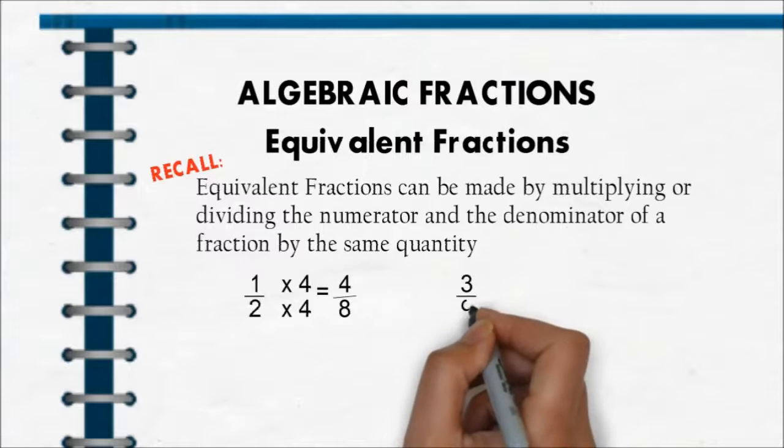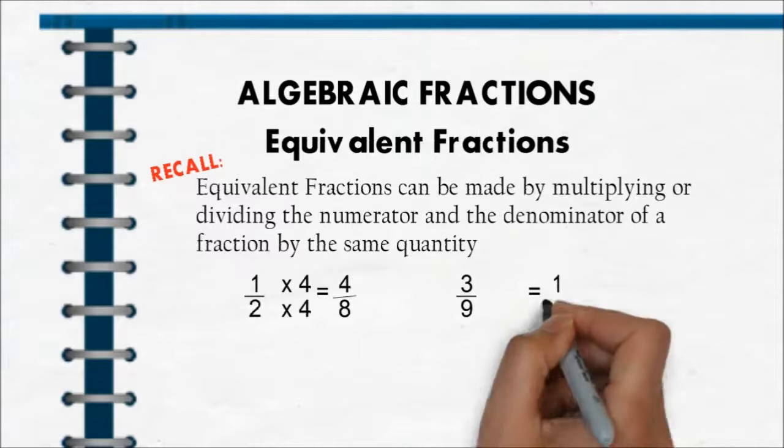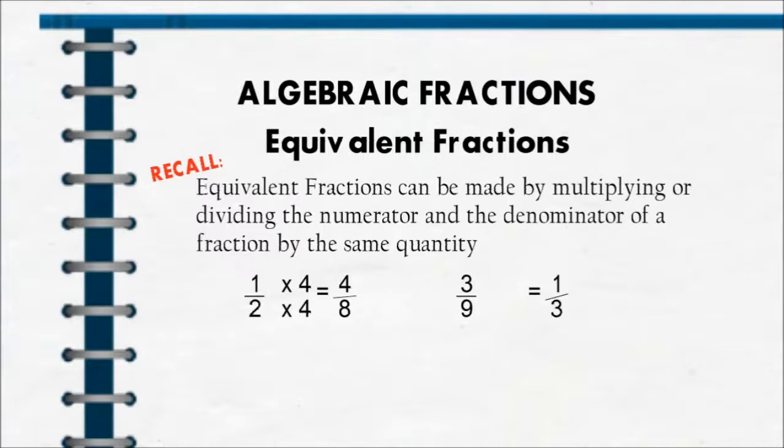Another example would be 3 over 9 equal to 1 over 3. Now if we divide the numerator and the denominator in that fraction, 3 over 9 by 3, we will have 3 divided by 3 equal to 1 and 9 divided by 3 equal to 3. So we have 1 over 3.